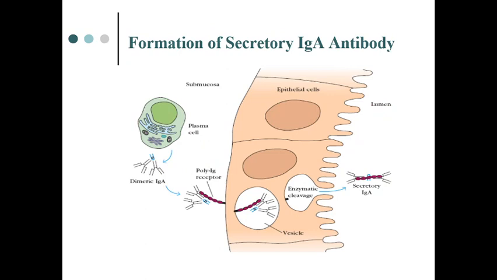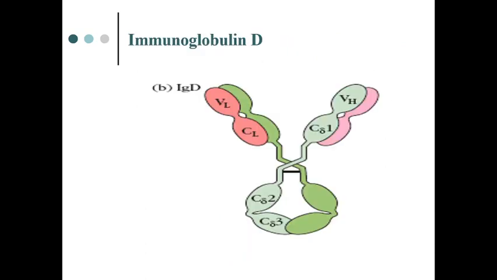So I hope you have understood the attachment of the secretory component in the mucosal lining of the epithelial cells and its importance for the secretory IgA. Now let us move on to the next antibody, that is immunoglobulin D.